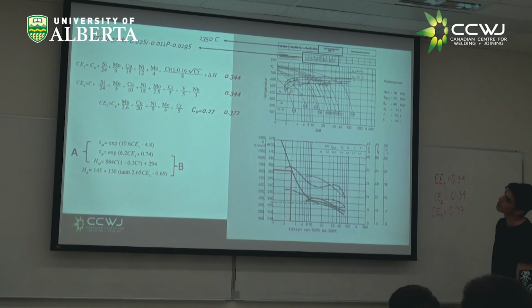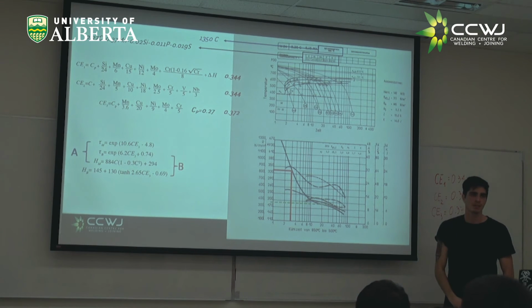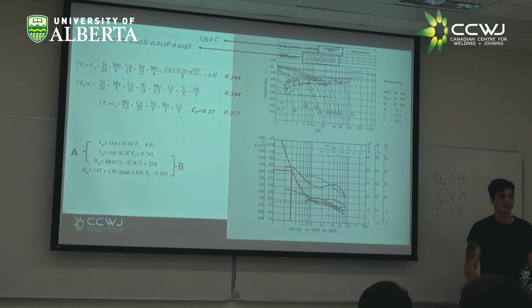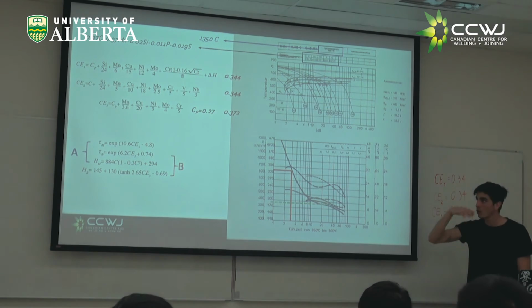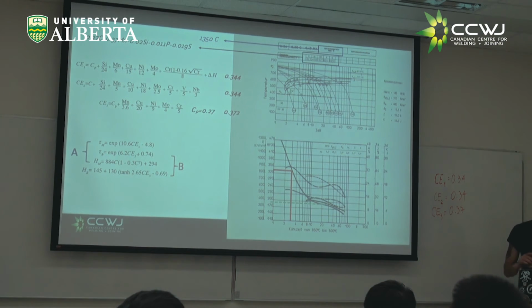For the CE2 equation, is the C different than CP, or are they the same thing? No, that's C. So is it the same as the CP? In this case, yes, because you are below 0.3 carbon percent. But if you're above that, C and CP change a little bit.